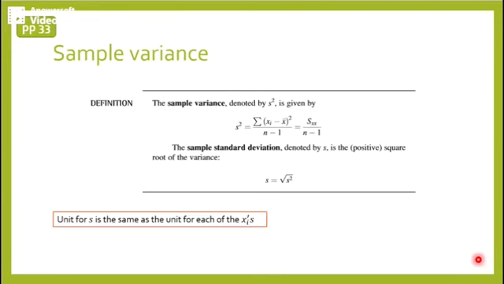So then on page 33, we define the sample variance to be the sum of the squared deviations divided by n minus 1. And then the sample standard deviation is just the square root of the variance. And the unit for the standard deviation is the same as the unit for each of the observations.